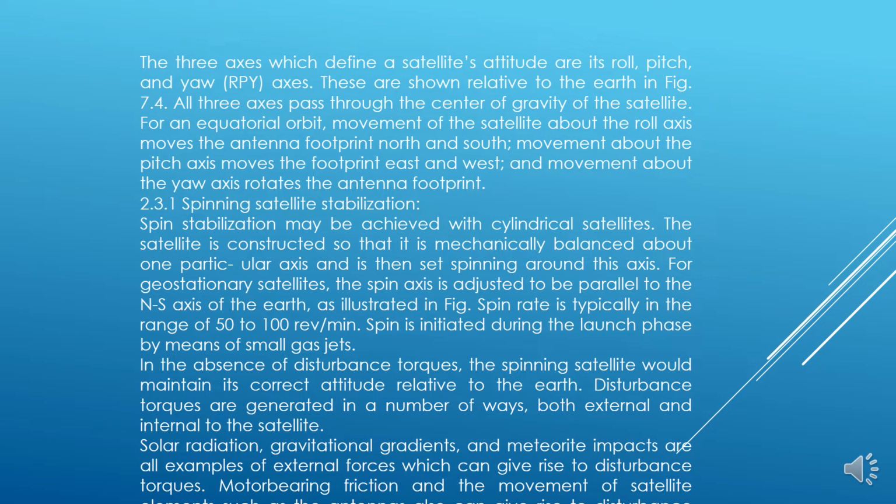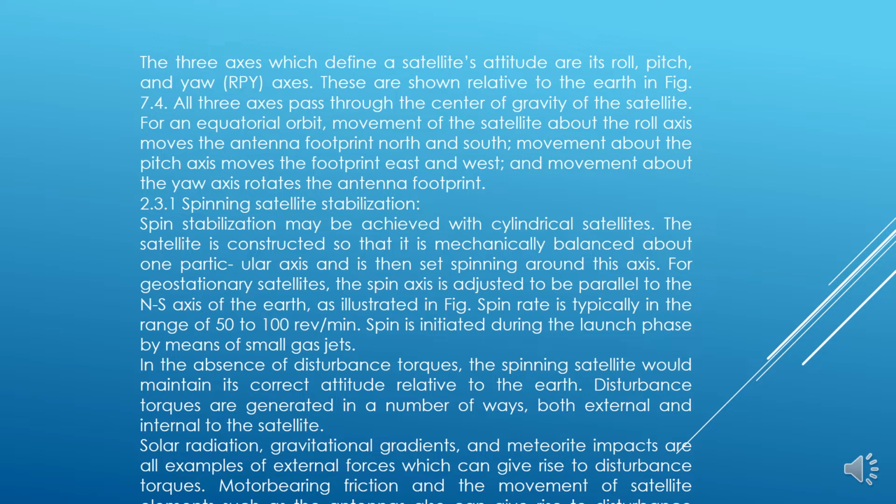The three axes which define a satellite's attitude are its roll, pitch, and yaw axes. These are shown relative to the Earth in the figure. All three axes pass through the center of gravity of the satellite. For an equatorial orbit, movement of the satellite about the roll axis moves the antenna footprint north and south. Movement about the pitch axis moves the footprint east and west. And movement about the yaw axis rotates the antenna footprint.